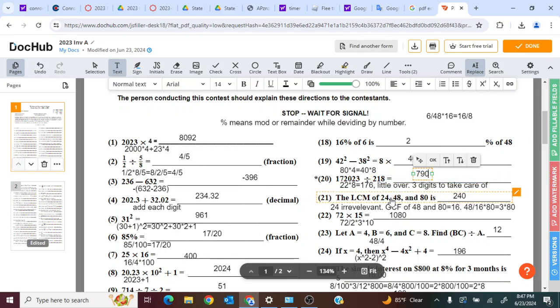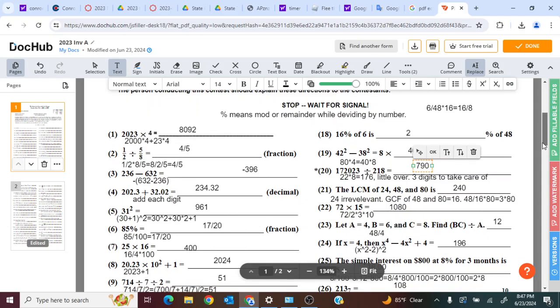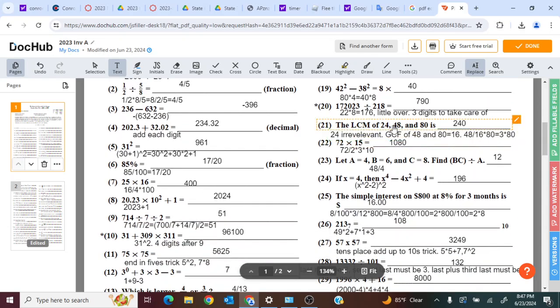The LCM of 24, 48, and 80 is what? Okay, this 24 is irrelevant because 24 times 2 is 48. So for something to be an LCM of 48, it has to already be a common multiple of 24. And that's what it means, least common multiple. So what you do instead is you can ignore that 24 now.